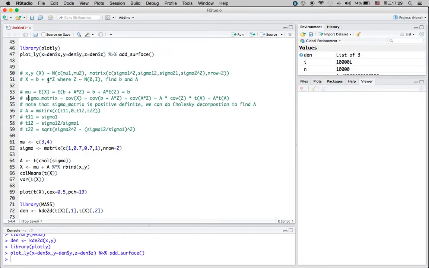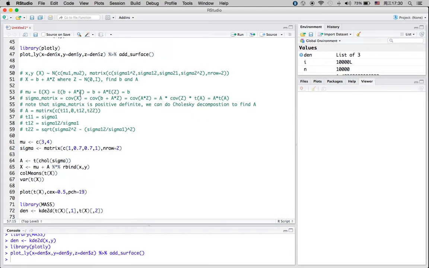Now let's construct our matrix A. Our sigma matrix is the covariance of X, and we replace X with our new construction and keep expanding. The covariance of a constant term is 0, so we have the covariance of A times Z, and we pull the A matrix out. So the sigma matrix can be rewritten as A times the covariance of Z times the transpose of A. Since Z is standard normal, this covariance becomes I, so sigma can be rewritten as A times A transpose.